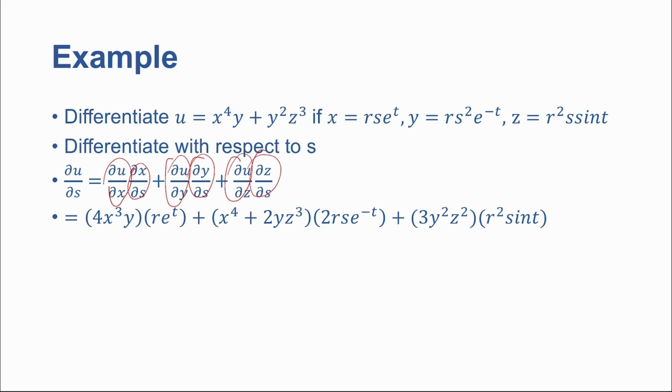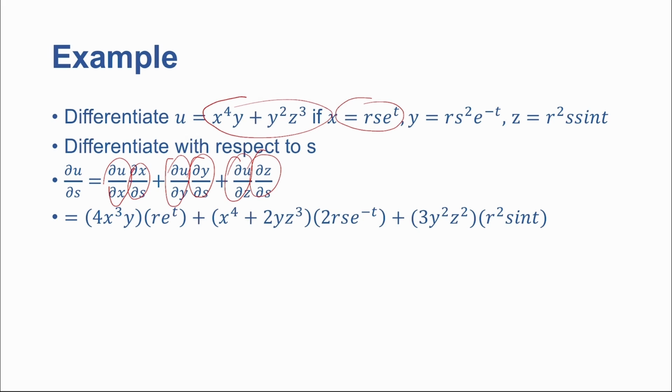So we get 4x cubed y, so that's differentiating this here with respect to x, partial derivative, and then we differentiate this here with respect to s. So we get times r e to the t.